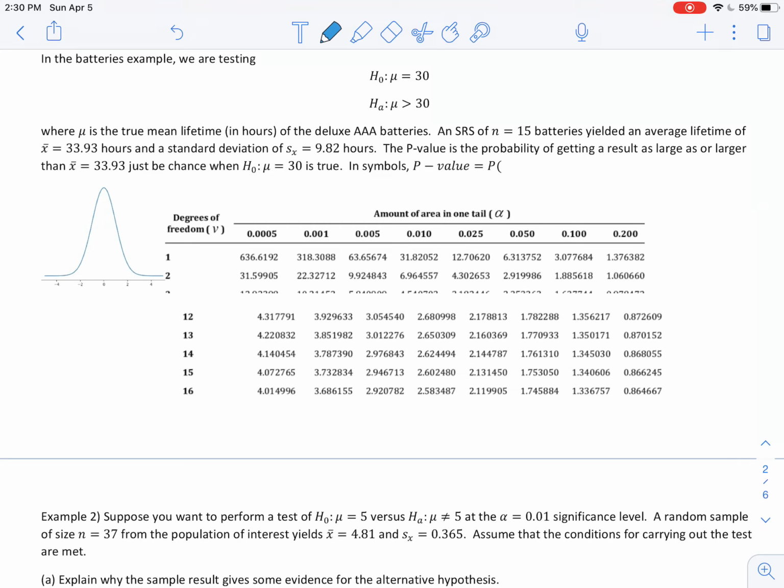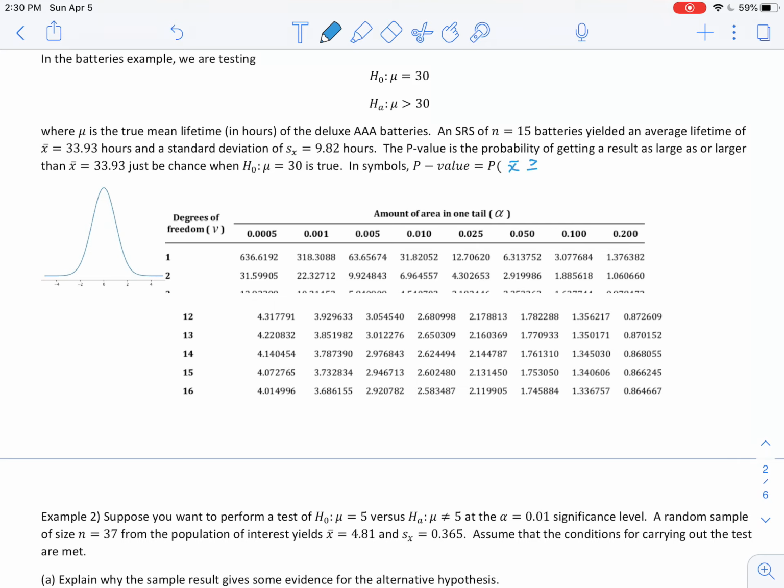So I'm still using the test of these batteries. So I'm still using these hypotheses. We had a simple random sample of 15 batteries, and so on. The p-value is the probability of getting the result that is as large as we got or even larger, just assuming that this is true, just by chance.